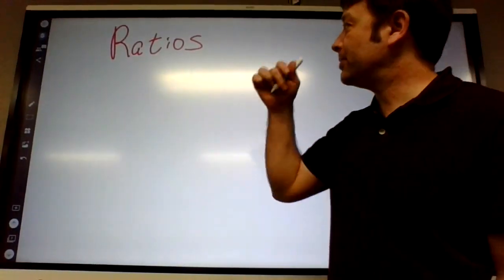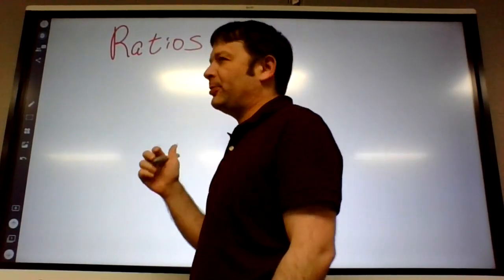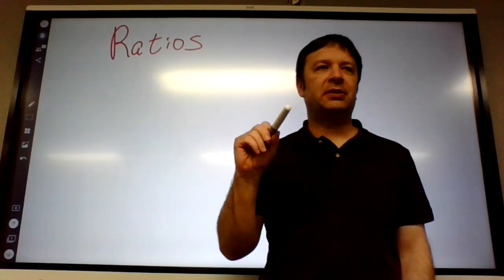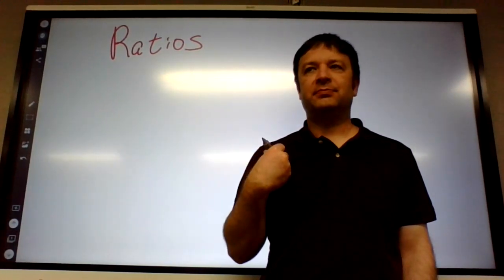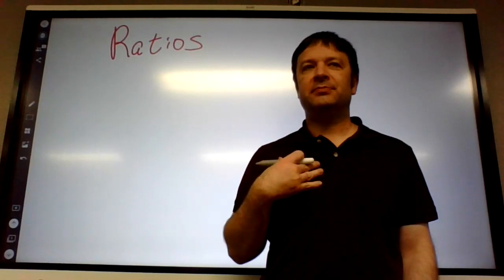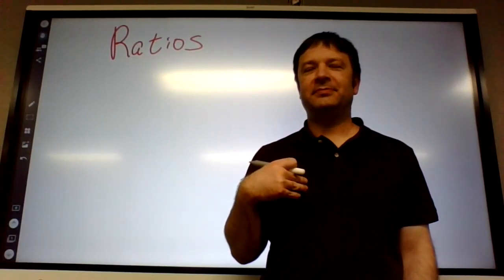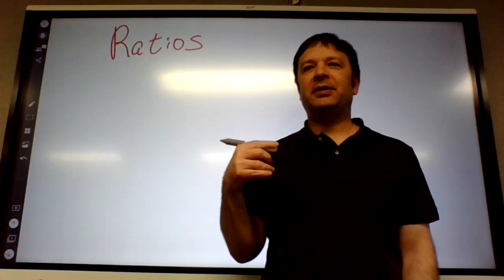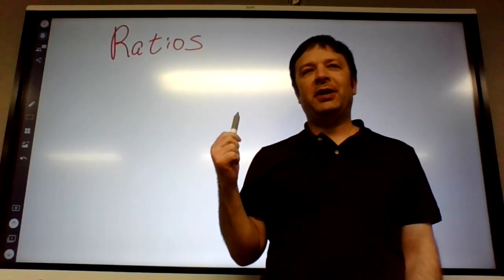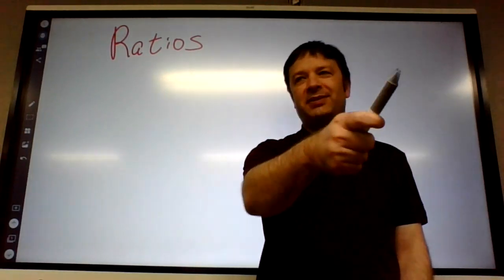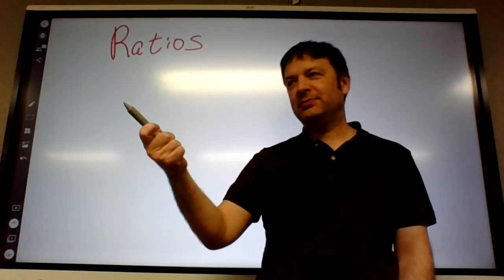Time to get to ratios. You guys remember what they are? What's the ratio of, let's say, guys to girls in this class? 17 to 4... 2 to 1. Okay, if you counted me, it would be 7 to 3, or 6 to 3.